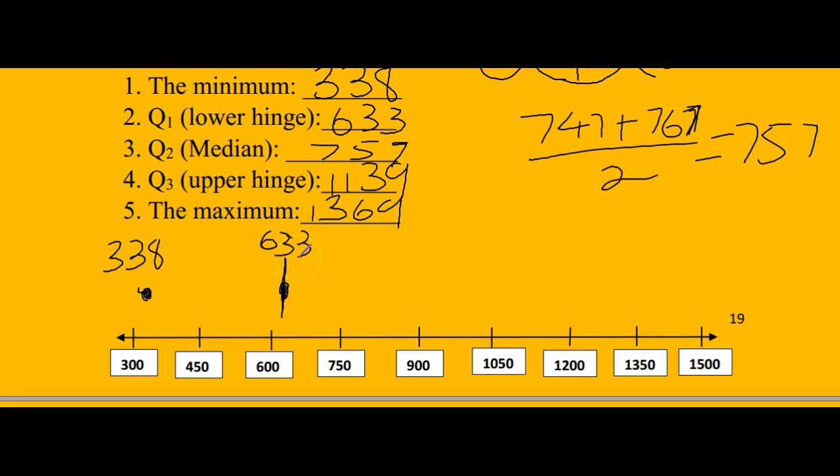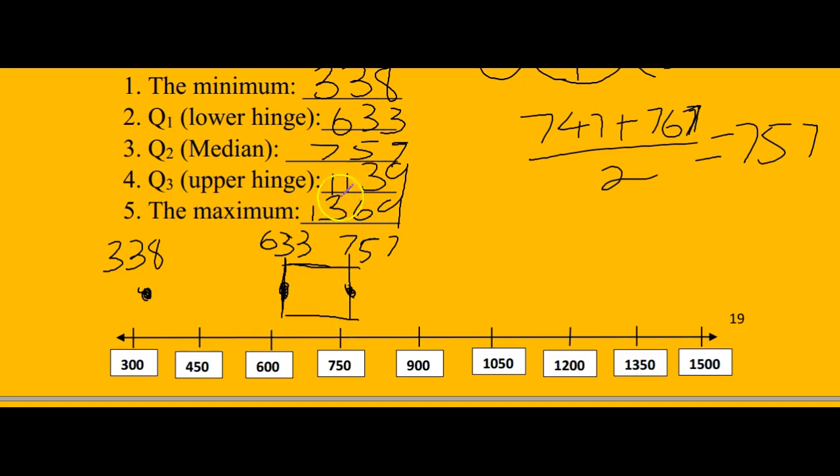This is 633. All right, the middle number is 757. 757 is very close to this, but not quite on it. So somewhere there. Okay, and that's our median, 757. All right, this is a box.